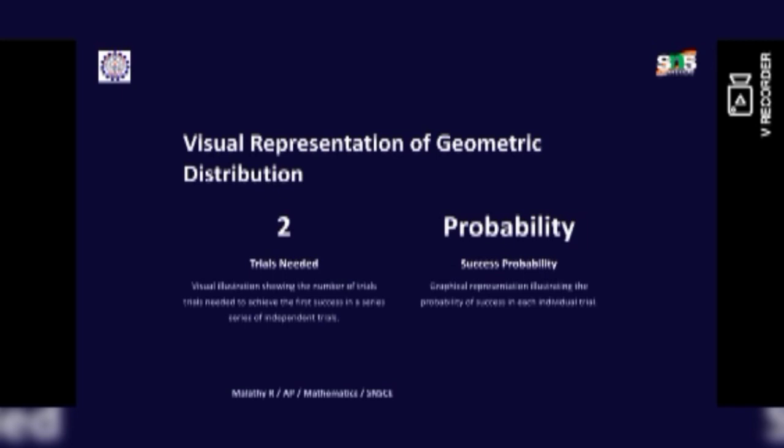Visual representation of geometric distribution: the number of trials needed. A visual illustration showing the number of trials needed to achieve the first success in a series of independent trials. Success probability: a graphical representation illustrating the probability of success in each individual trial.